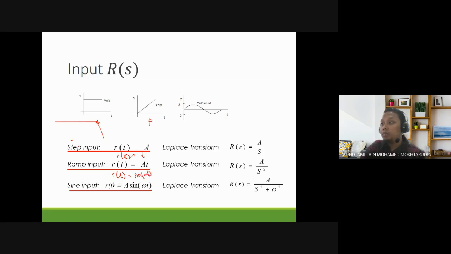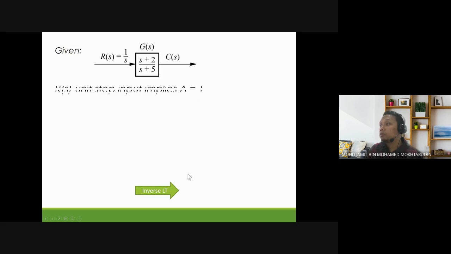Sometimes in an exam they just say r(t) is a unit step input, without giving you the equation of r(t). Here it's already given that R(s) equals 1 over s, so you just substitute G(s) and R(s).